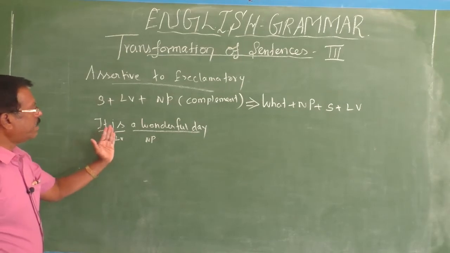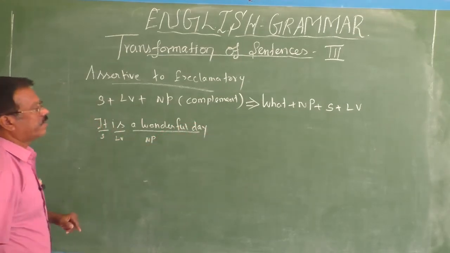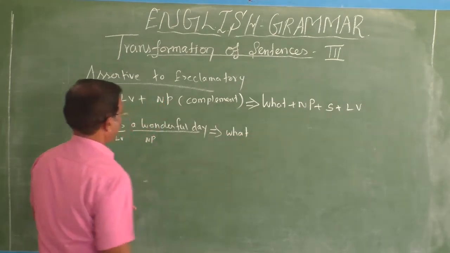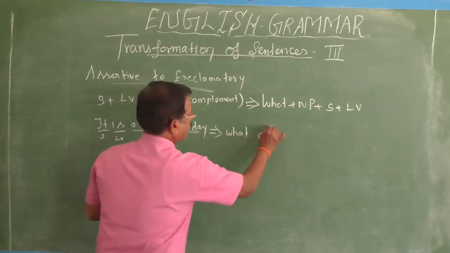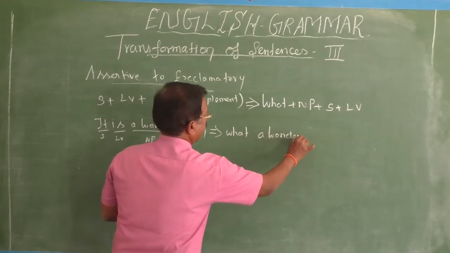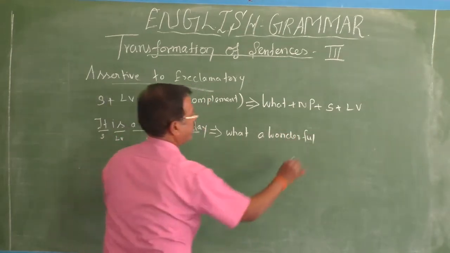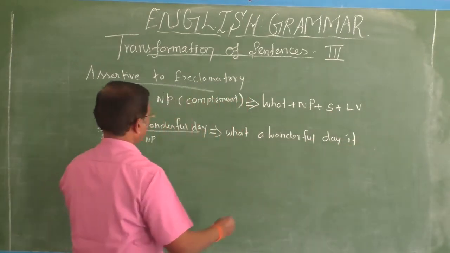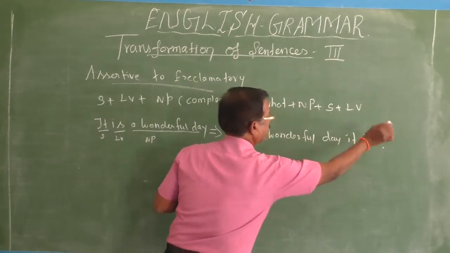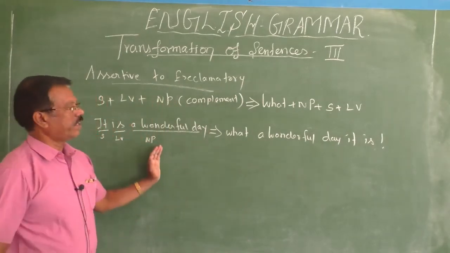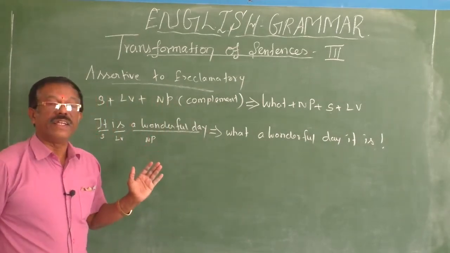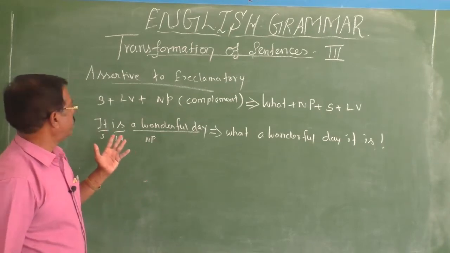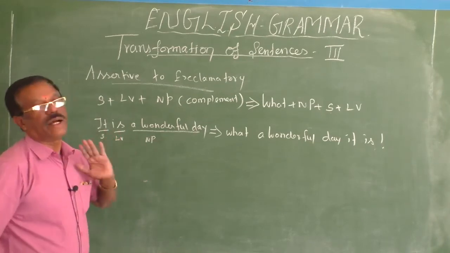Now you have to change this into an exclamatory sentence. It should begin with what? Okay, what, then noun phrase. What a wonderful day. What a wonderful day. Yeah. Then subject it. Then link verb is. That's all. So, it's a wonderful day. What a wonderful day it is! Wow. So now you have transformed the given assertive sentence into an exclamatory one.